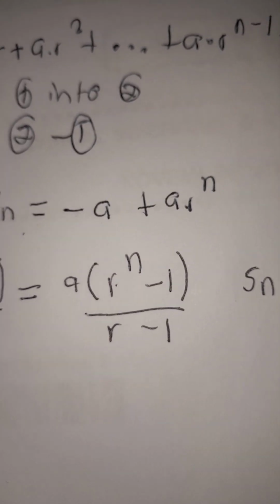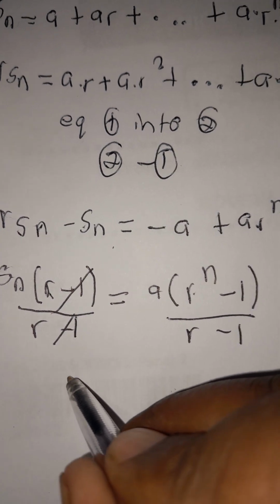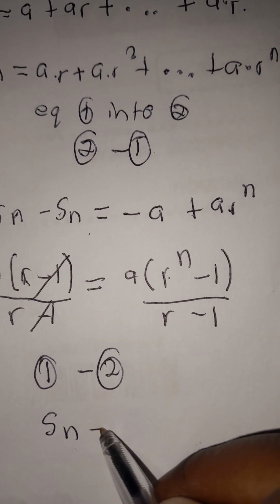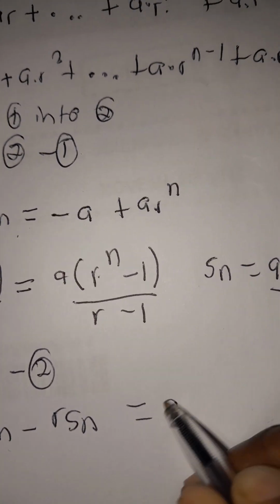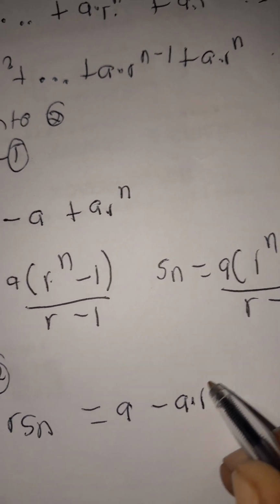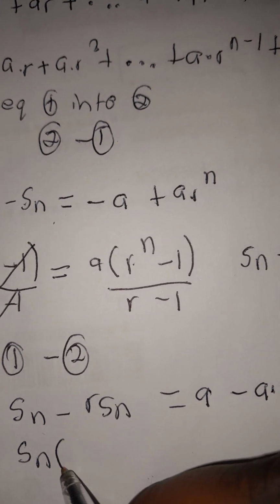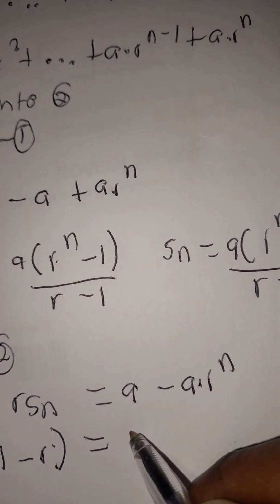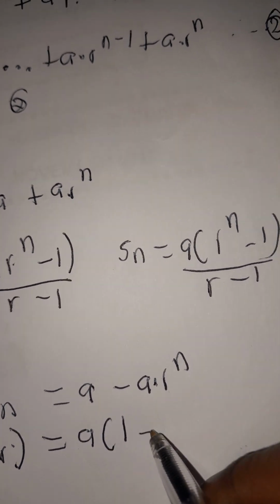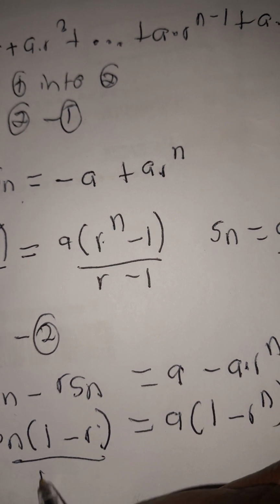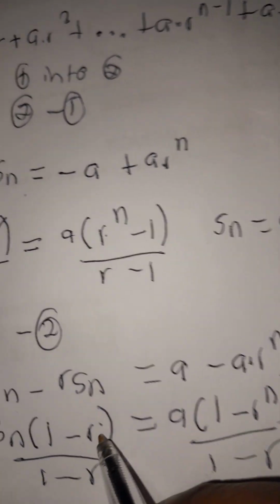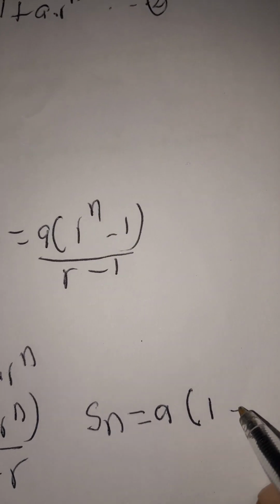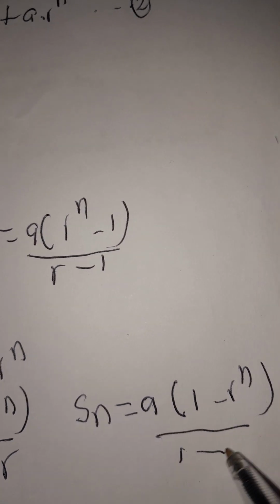To obtain the other equation, we could subtract equation 2 from equation 1. Then we are going to have Sn minus rSn as well as a minus ar^n. Let's take out the common factor here. We will be left with 1 minus r. Similarly, we take out a, and we'll be left with 1 minus r^n. Divide both sides by 1 minus r to make Sn the subject. Therefore, we will have this formula: Sn is equal to a(1 - r^n) divided by (1 - r).